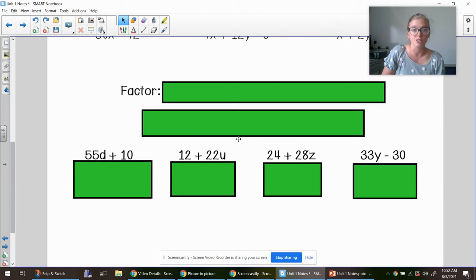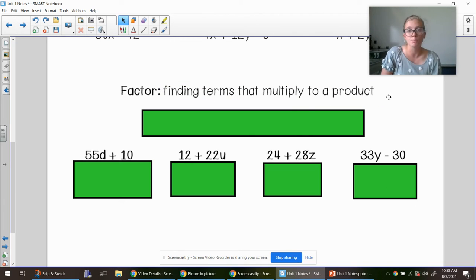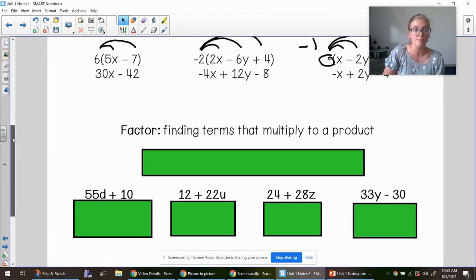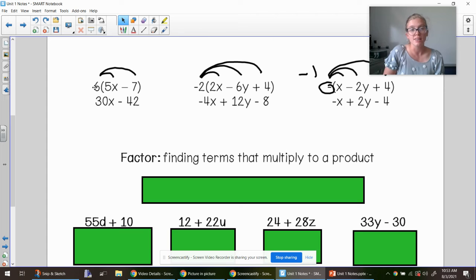Next, let's talk about factoring. Factoring is reversing the distributive property. So factoring means finding terms that multiply to a product. Remember, the product is the answer to a multiplication problem. So here, 6 is a factor. 5x minus 7 is a factor. 30x minus 42 is the product.